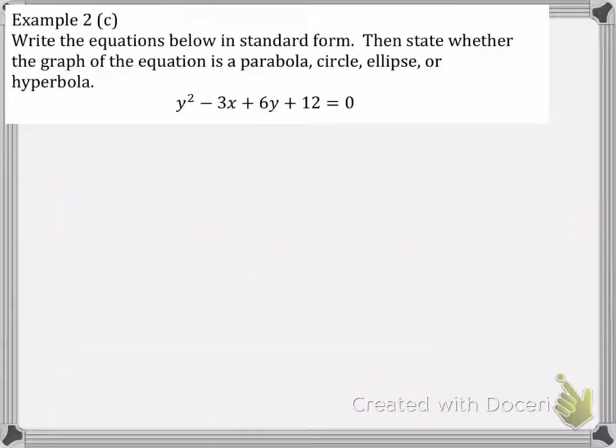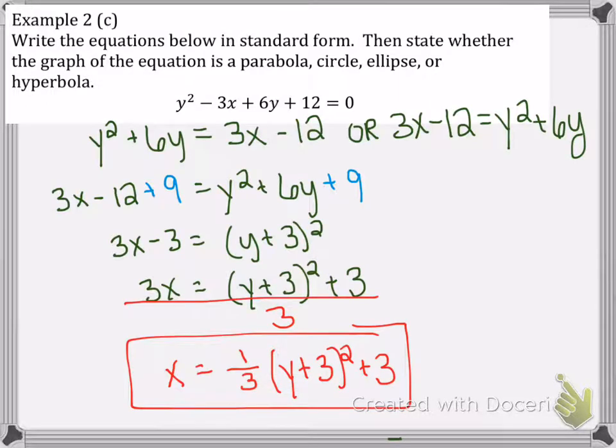And the final equation. Take a minute and complete the square for this problem. This will be our last example. Okay, in the final example, it's clear that this is a parabola because there's only one squared term.